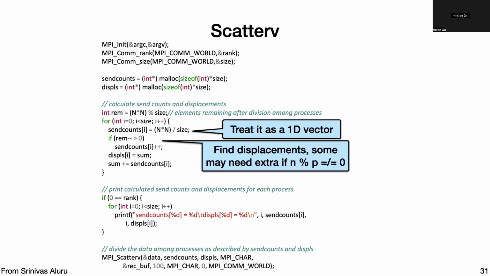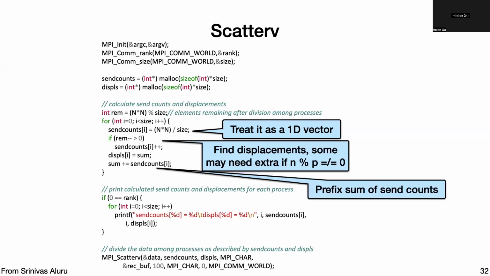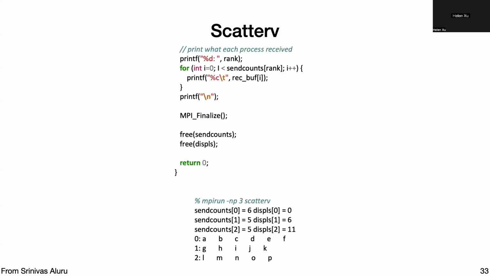Yeah, you find the displacements, and then you do the prefix sum. Then at the end, you just send whatever's in the send counts and displacements, and this can change. For example, if p changes to 3 rather than 4, p can be anything, and then it would be unevenly distributed, so the first one would need to get one more element, because there are 16 characters, and 16 does not divide by 3.